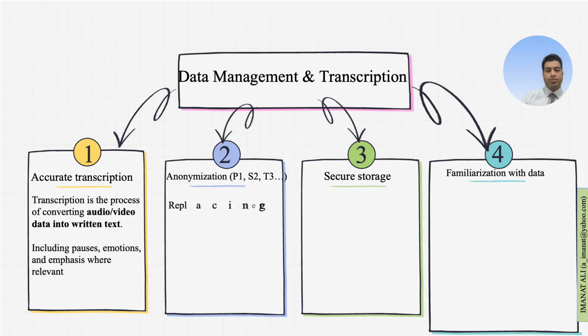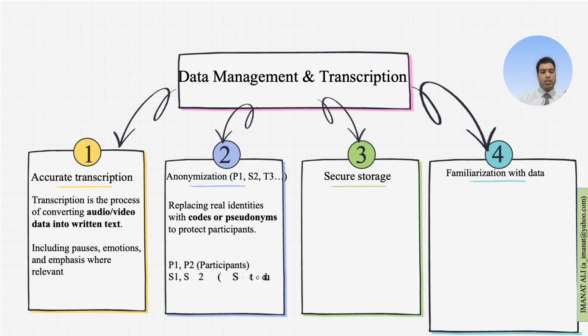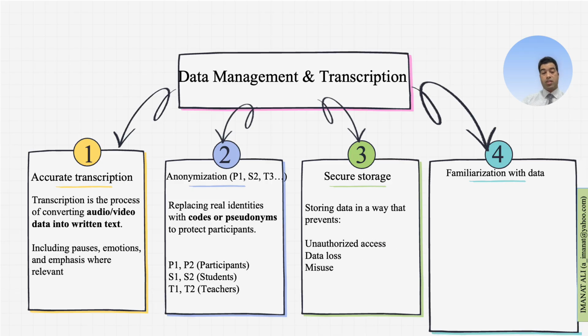Then comes anonymization. Real names should not be used; pseudonyms or codes can be used, for example participant 1, 2, and 3, student 1, 2, and 3, teacher 1, 2, and 3, T1, T2. Real or first names should not be used. Secure storage prevents unauthorized access, data loss, and misuse. All these things are important so the researcher can easily conduct research.